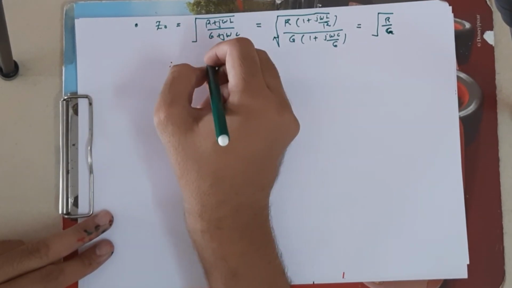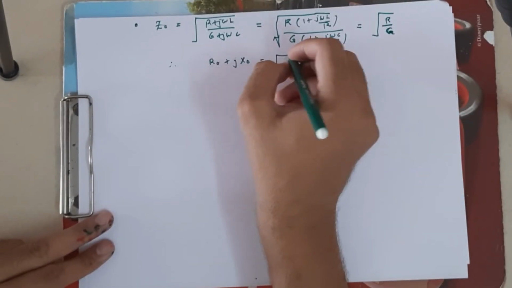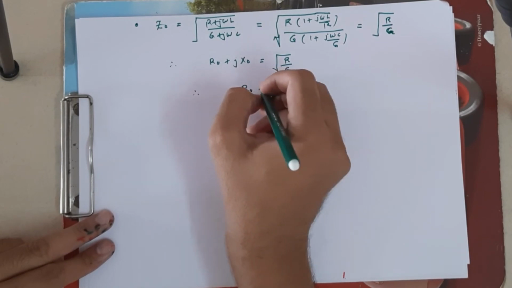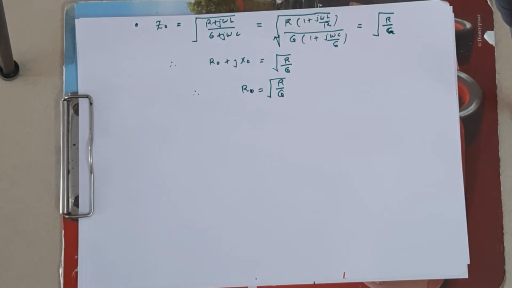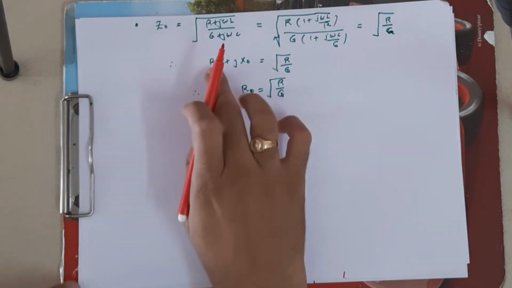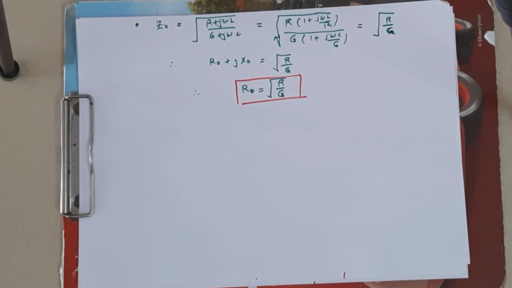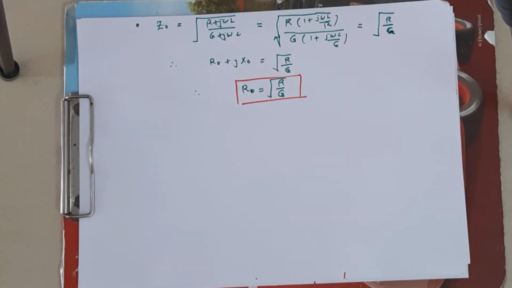So what is Z0? Z0 is R0 plus imaginary term jX0, under root of R by G. So only the real term is present, which is R0. So R0 is under root of R by G. Okay, we will discuss it in brief, what we mean by R0 and X0, in the next lecture. So this one is my characteristic impedance for the distortionless transmission line. Okay, so here we have discussed two types of transmission line. First is the lossless transmission line and second is the distortionless transmission line.